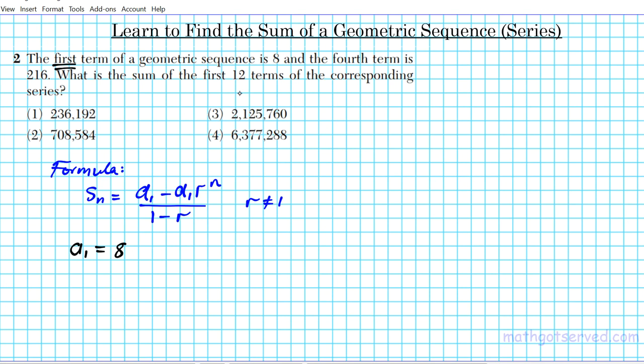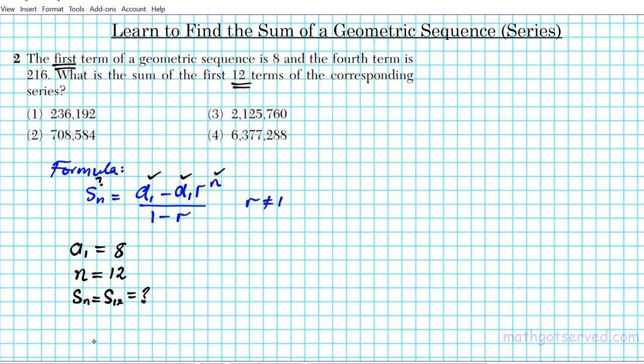We're asked to find the sum of the first 12 terms. That's what we're looking for the sum for. So n is going to be 12, and we're looking for the sum of the first 12 terms. S of n is going to be S of 12. That's what we're looking for. So we have a1, check. We have n, check. This is what we're looking for.